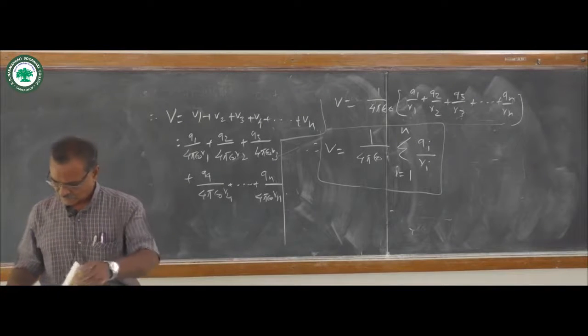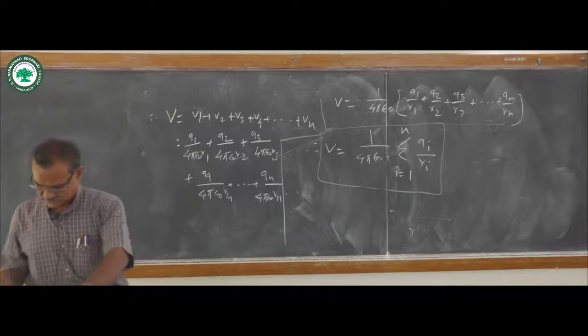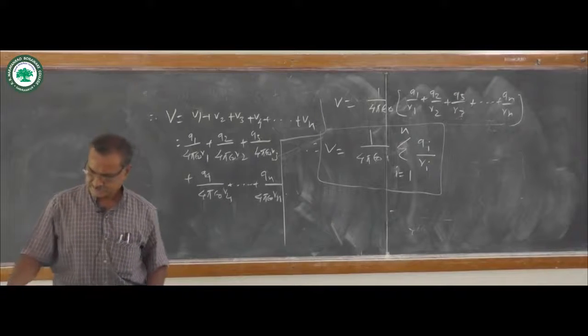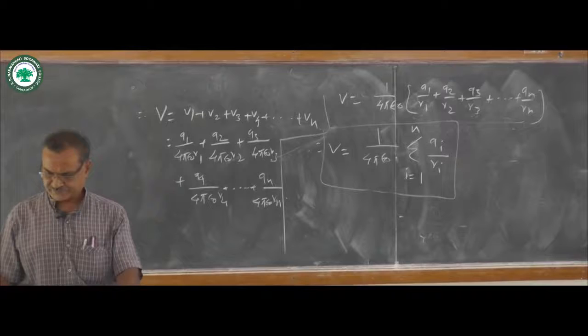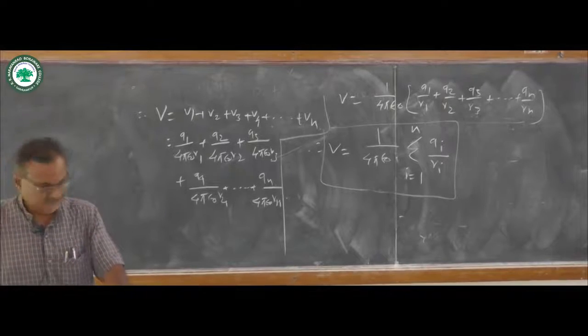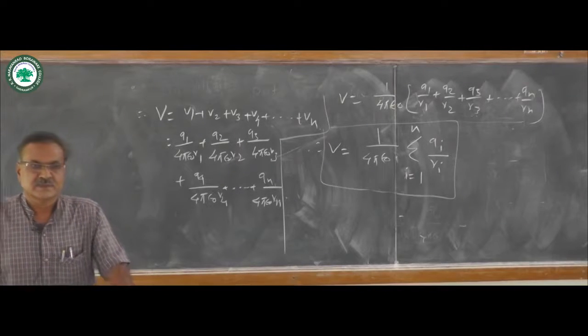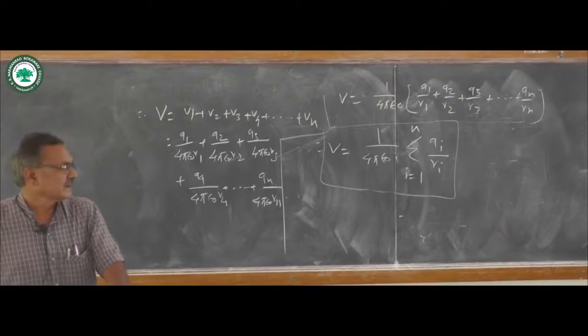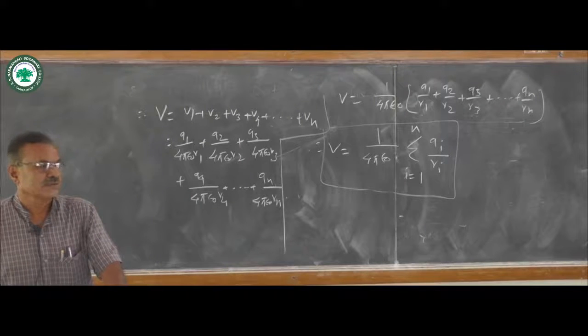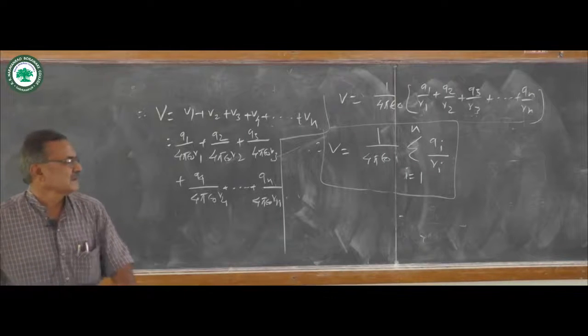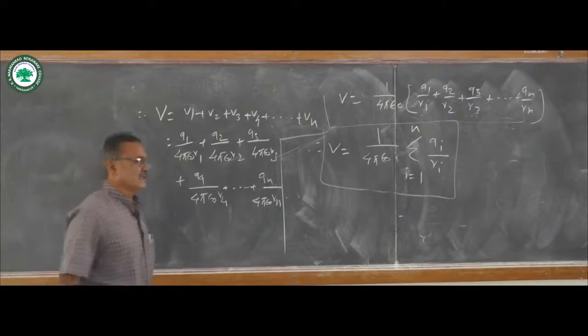Here, if the distribution of charge is continuous, that is infinite, then instead of summation we can use the integration sign. If the charge is continuously distributed in a system up to infinity, then instead of summation we can take integration.